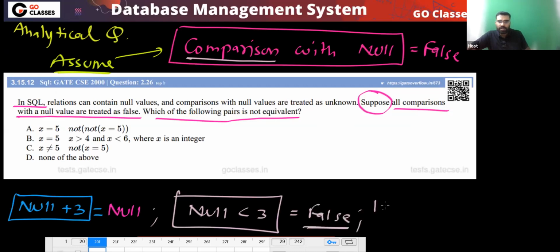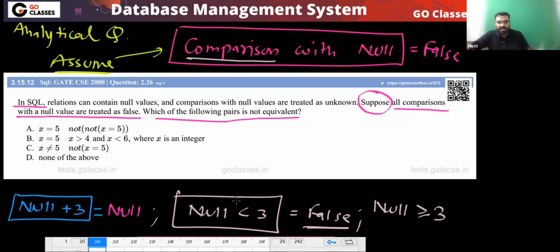Tell me what this will then become. Null is less than 3 is false. So should it become true? Null less than 3, you are saying that is false. So should it become true? No.